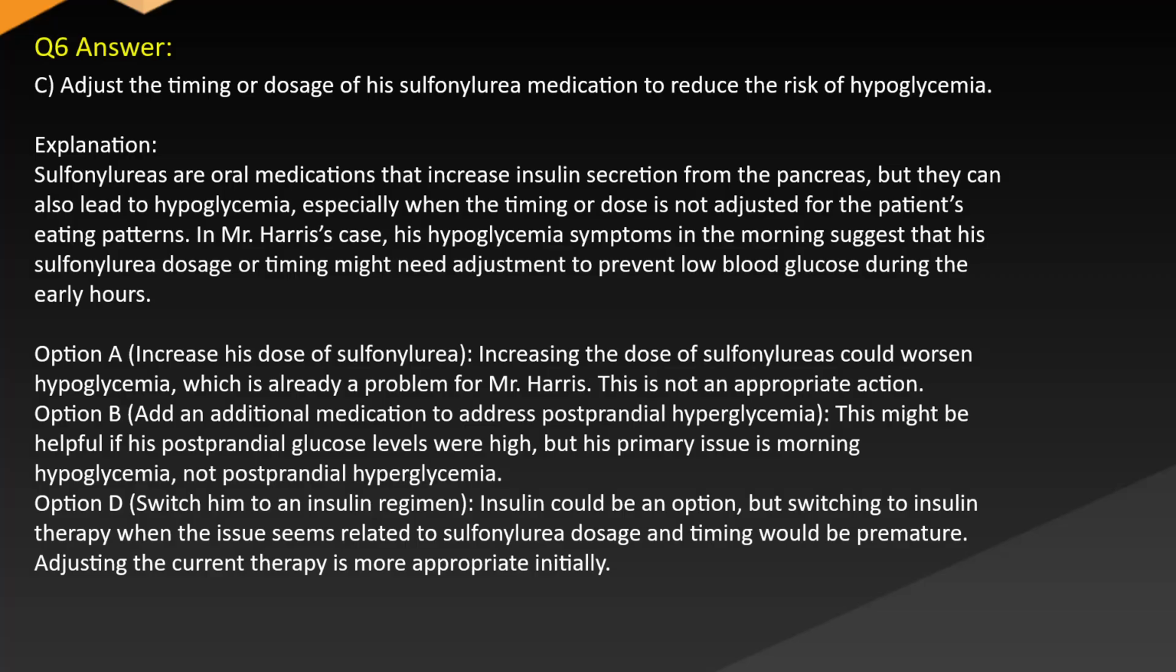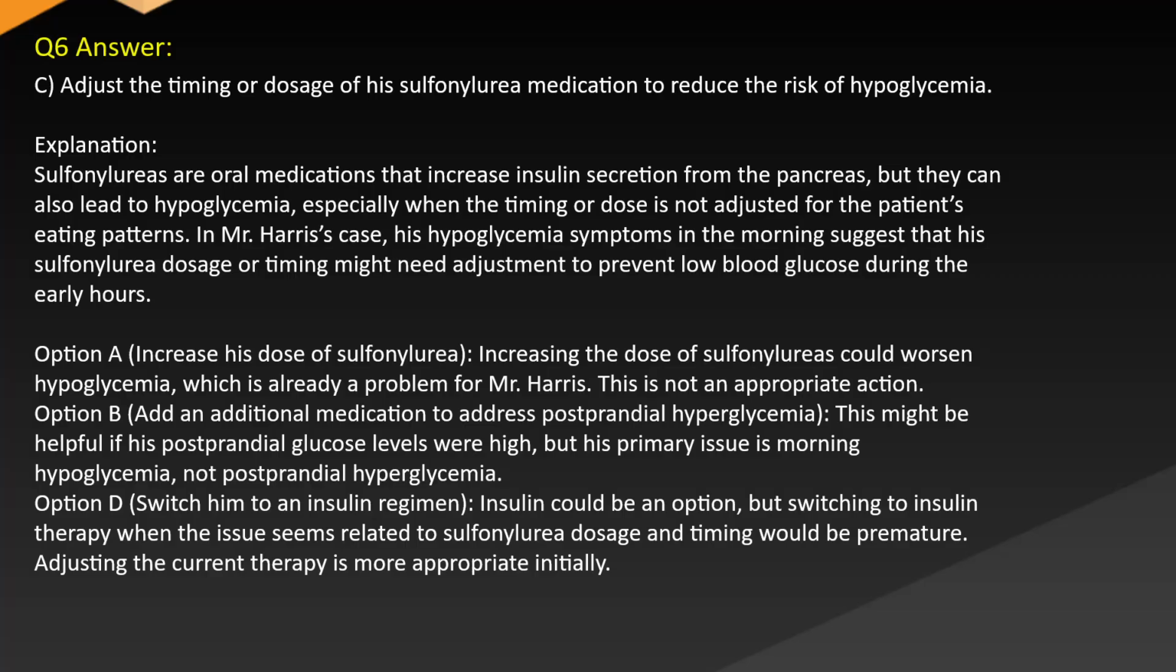Option A. Increase the dose of sulfonylurea. Increasing the dose of sulfonylureas could worsen hypoglycemia, which is already a problem for Mr. Harris. This is not an appropriate action. Option B. Add an additional medication to address postprandial hypoglycemia. This might be helpful if his postprandial glucose levels were high, but his primary issue is morning hypoglycemia, not postprandial hypoglycemia.